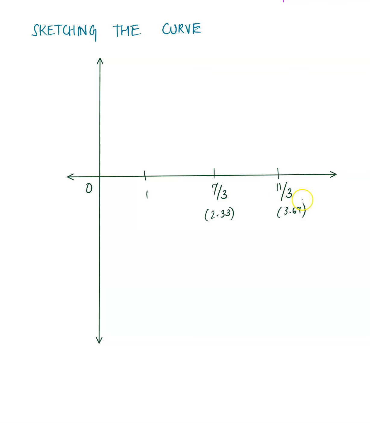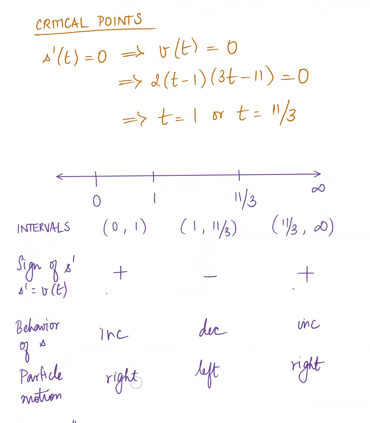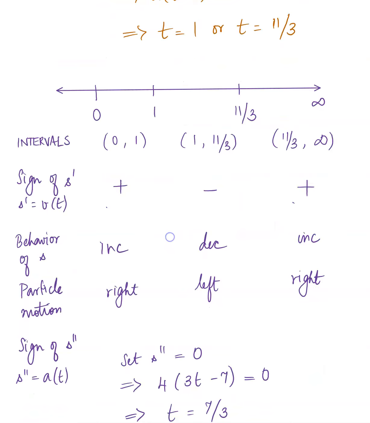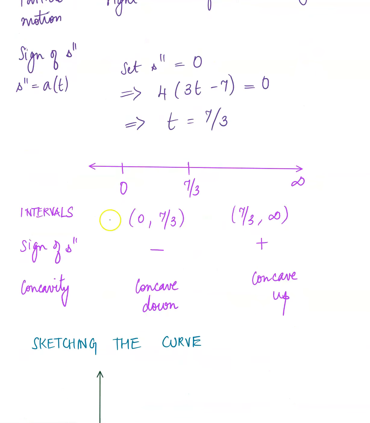We know 1 and 11 over 3. These were the places where, let me take you here quickly, those were the critical points, 1 and 11 over 3. That means that's where you'll have a horizontal tangent. Now from 0 to 1, it's increasing. The function is increasing because that's what we determined here. The particle is moving right. And for the second derivative, 0 to 7 over 3, it's concave down.